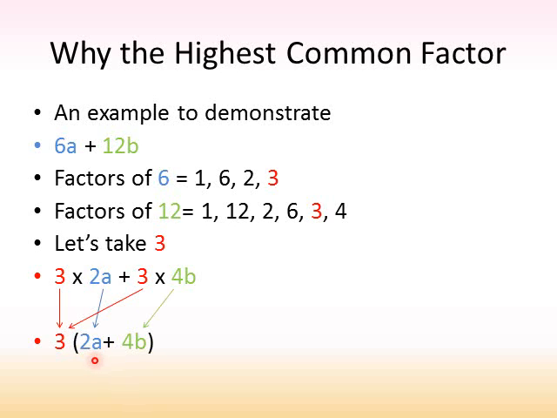But when we look at this, we can see that there is still a common factor left within the brackets. We could take 2 as a common factor of 2a and 4b. So this expression here could be factorised again. But if we use 6 as our highest common factor, this would not be the case, as I will do.